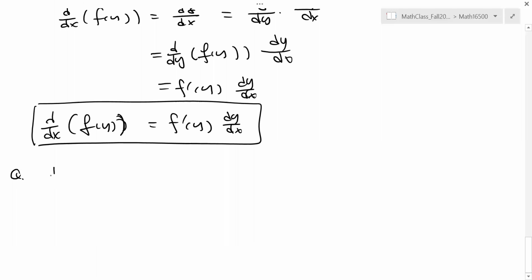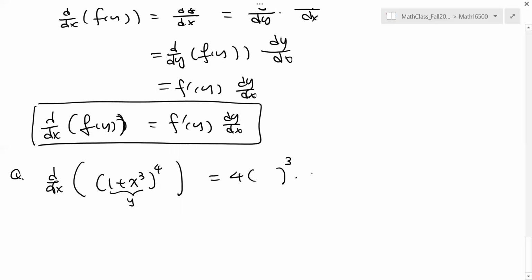Okay. So let's do this. The derivative of 1 plus x cubed to the fourth power, right? Think about this. This is just the y variable, right? You put y to the fourth power. So you can solve the problem directly. f of y is y to the fourth power. So you differentiate this. It's 4y cubed, right? Then you have to differentiate what's inside.